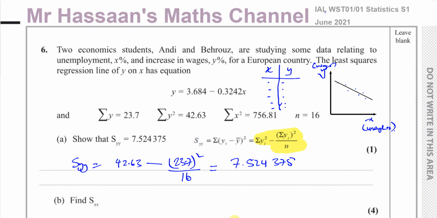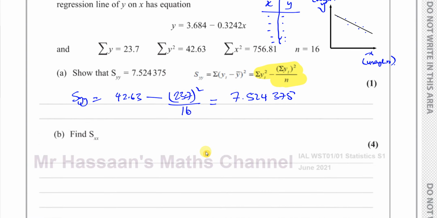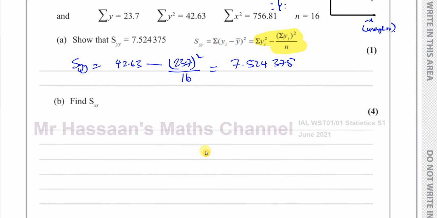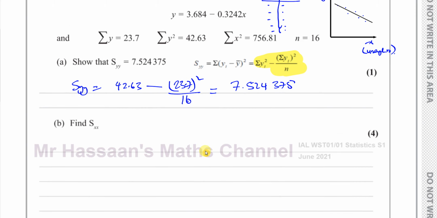Now we're going to go into part B. Okay, so for part B, we're told to find SXX. Now we know this information here. Okay, we know the equation of the regression line. We have this information. Now, the formula for SXX is very similar to this formula. Again, we can get it from the formula book. And this is it. If we go back to the formula book, this is actually the formula that we need.